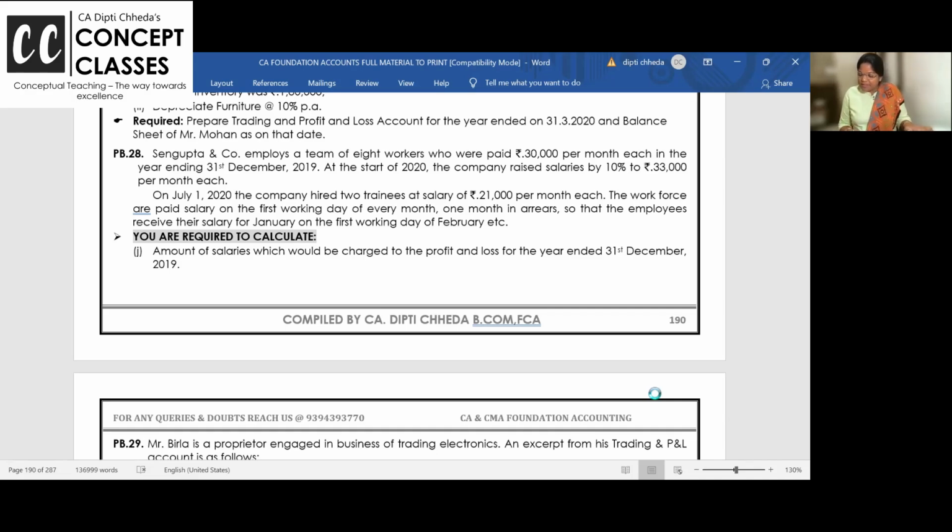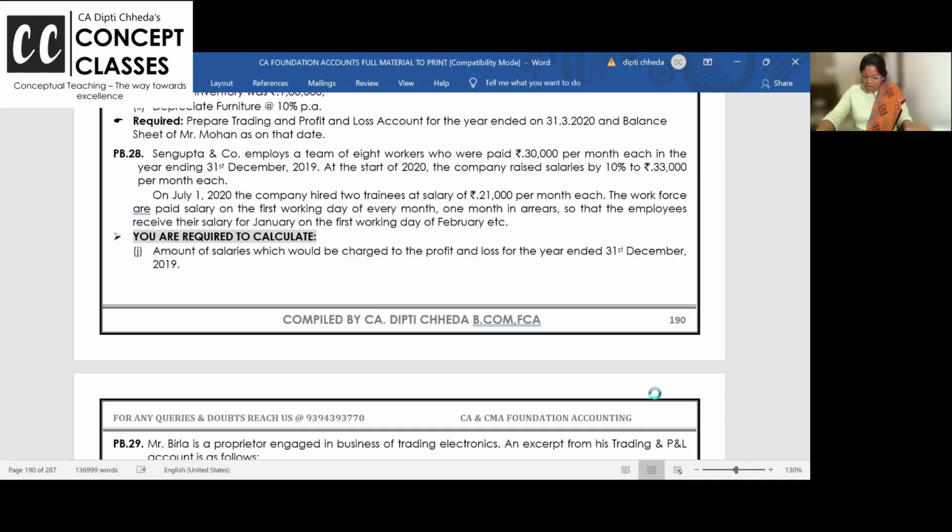Sengupta and Co employs a team of 8 workers with a salary of 30,000. Now the company raised it to 33,000. On July 1, the company hired 2 more trainees at 21,000, and they came in July, so 6 months salary we will give them. The workforce are paid salary on the first working day of every month, 1 month in arrears, so that employees receive the salary for January on the first day of February.